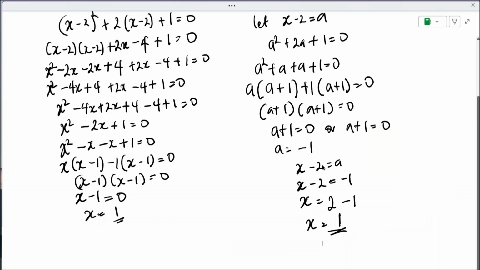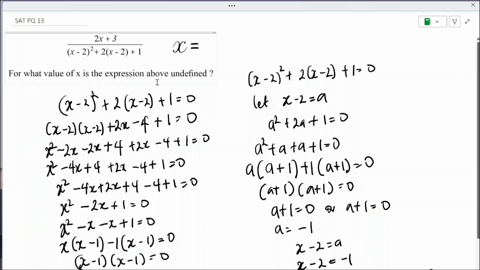While applying the second method, make sure you find x. Some students make the mistake of stopping at a while under pressure. Make sure you recall the initial equation and find x. Hope you understand. So the value of x for which this expression above is undefined is 1.